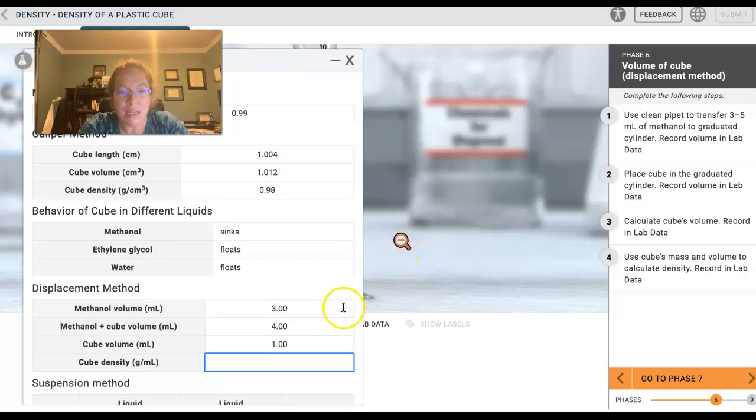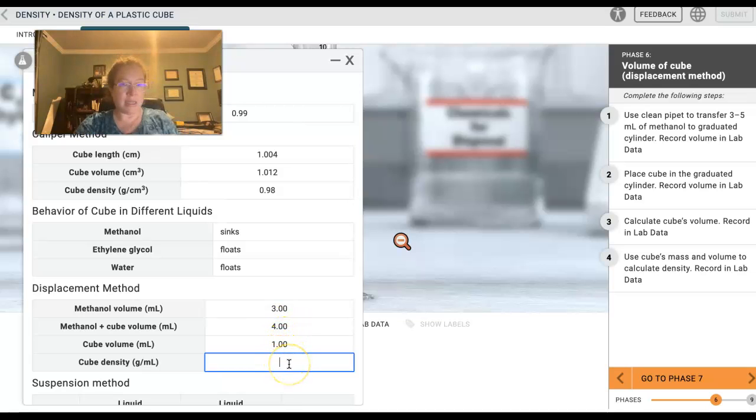So, anyway, we're back to this point where I've measured the methanol, and since I've regenerated the lab, it's new solutions, but still the basic principle here. So, methanol and the cube, I found that methanol was the only one where the cube displaced the volume, so it sank.